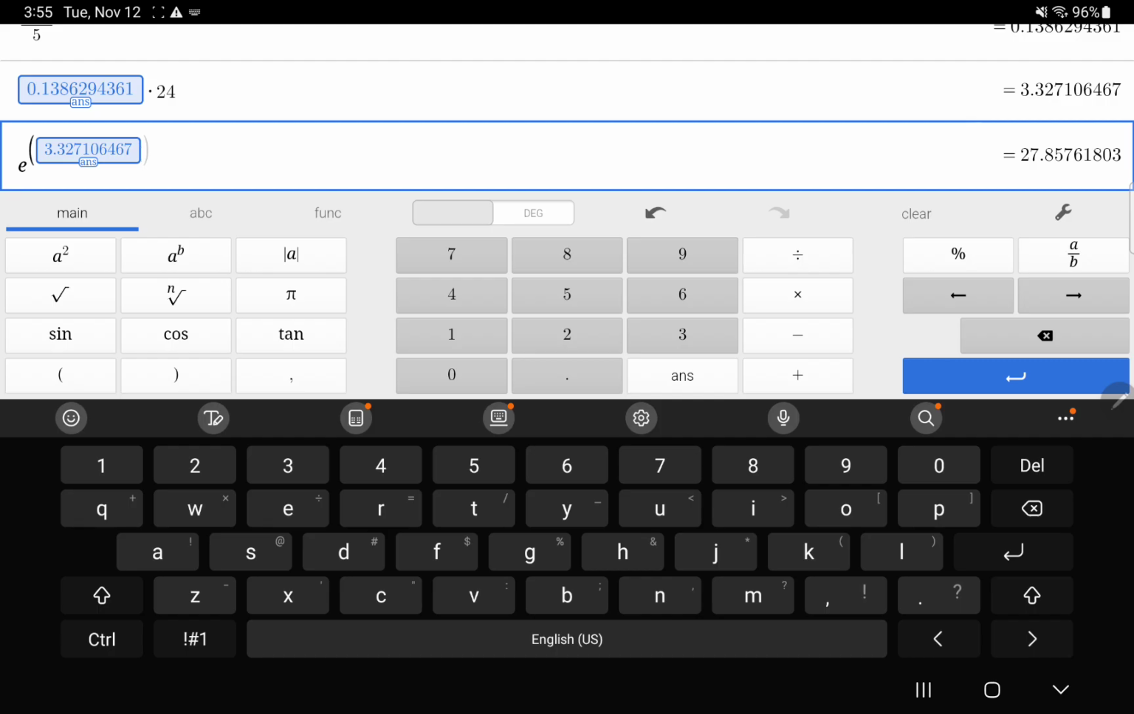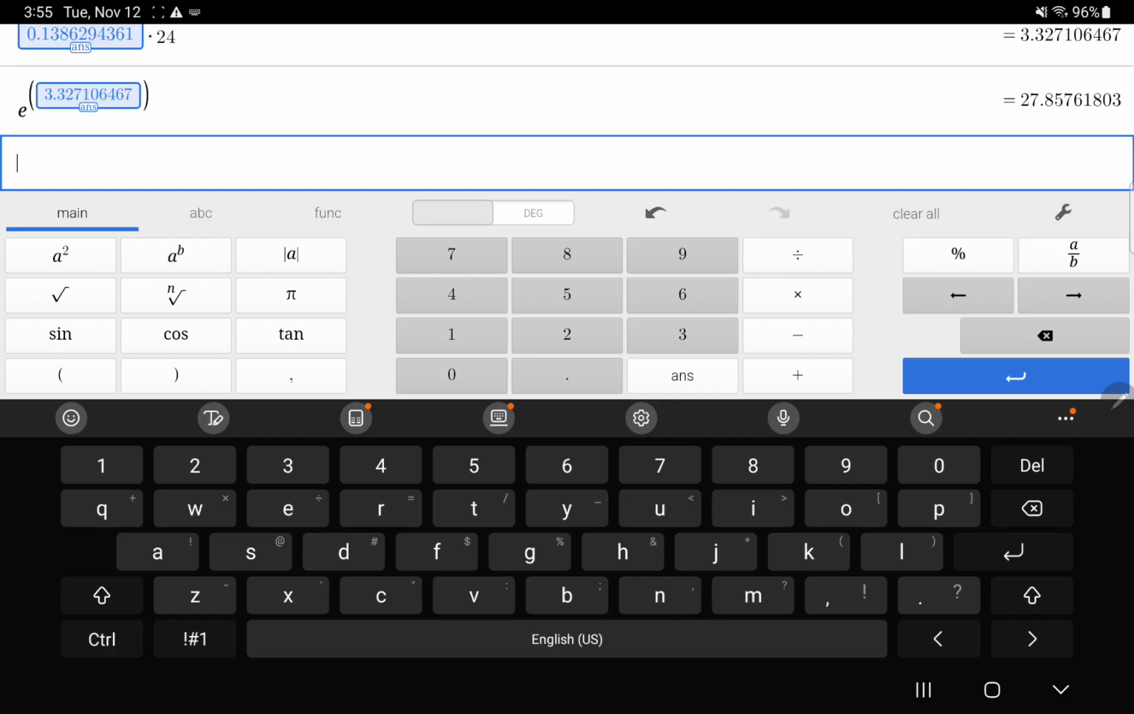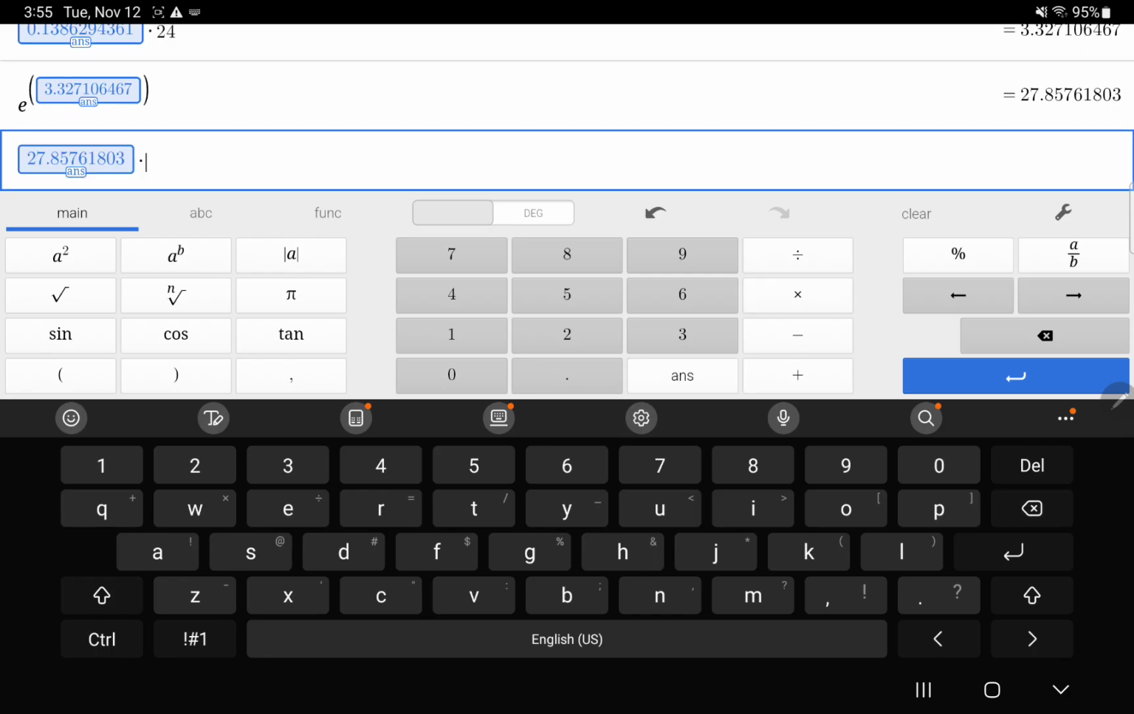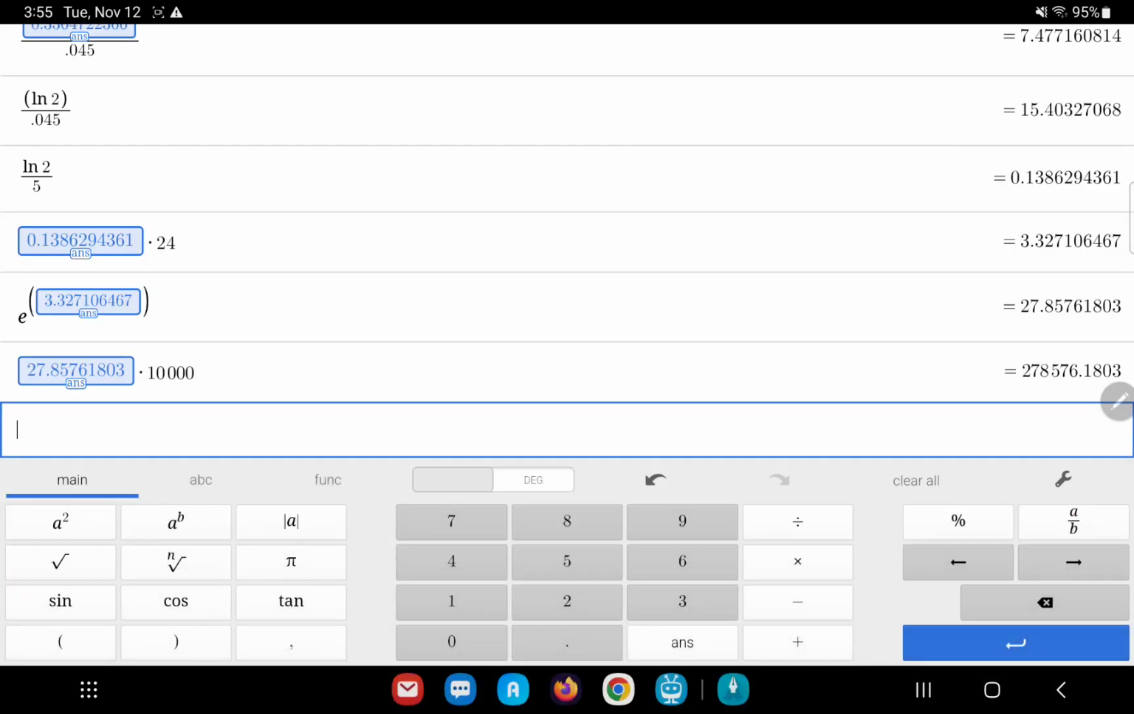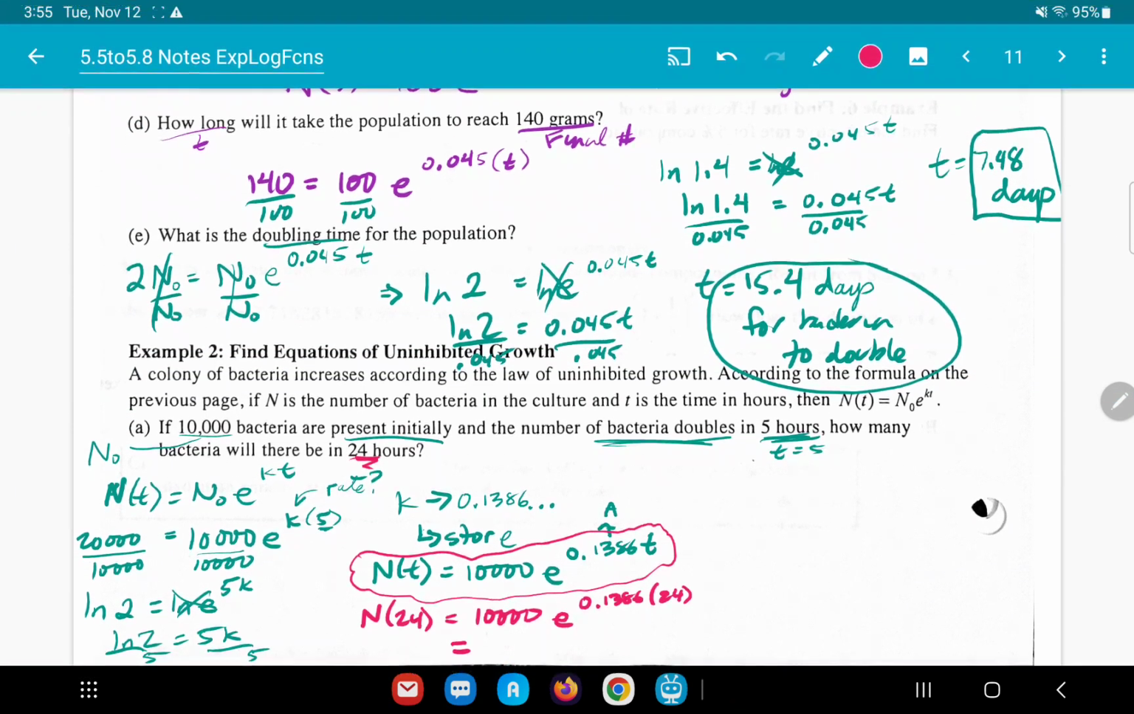That's it. And then I'm going to take this answer and multiply it now by my initial population of 10. Oops, it's not working that way. I need to take that answer and multiply it by 10,000, just like that. Enter. And that'll give me my final answer. I have 278,576.18.